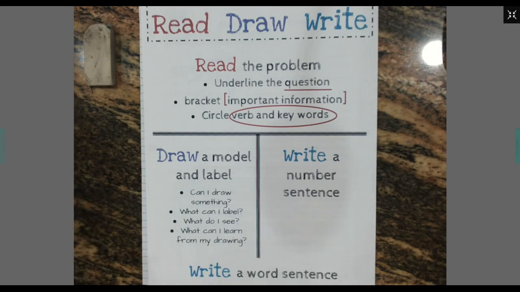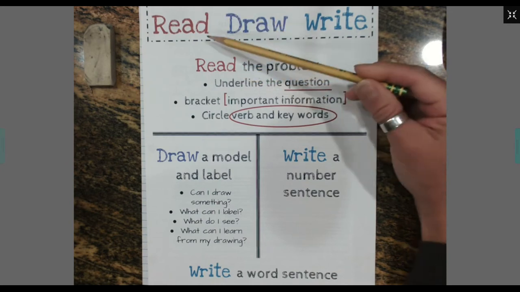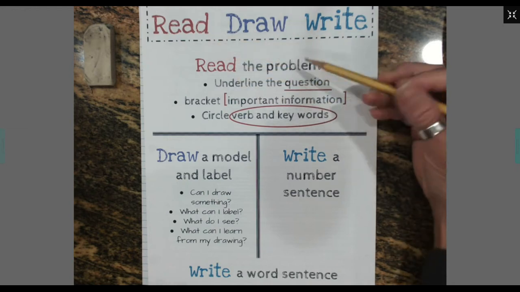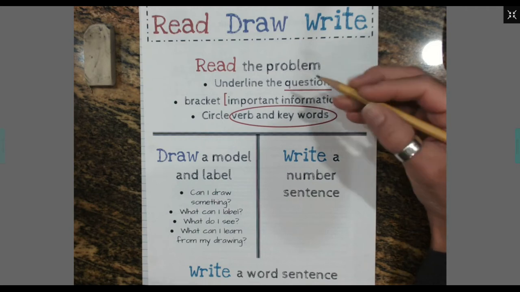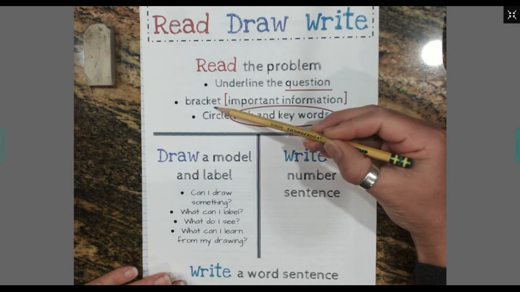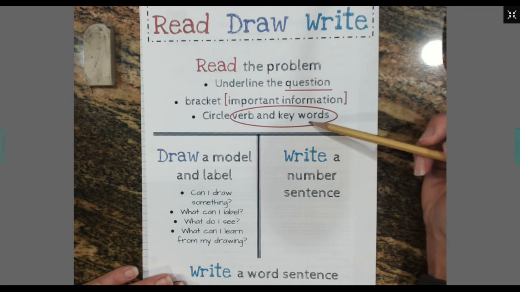So we're going to go over the RDW process, the read, draw, write process, and to remind you that this is really helpful when doing word problems. The first thing you should do is read the problem. That's where the R comes from. When you read that problem, you're going to be focusing on three main parts. You're going to be underlining the question, bracketing important information, and circling verbs and keywords.